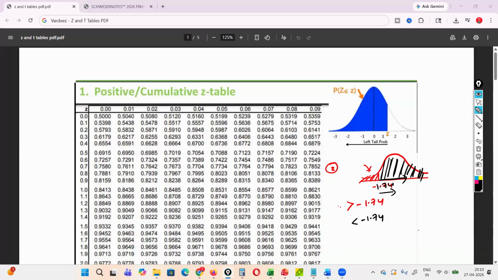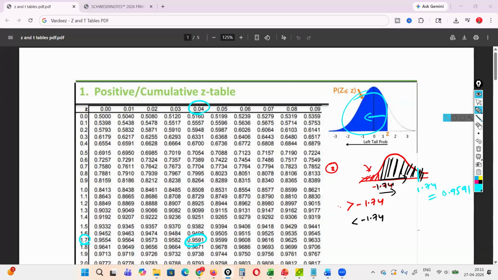How do you do it? Well, it's very, very simple. You go to the positive Z table on the exam, 1.74. You found that the entire area to the left is 0.9591, right? 1.74. But this entire area is to the left of it, right? Now, how do you find to the right of it?